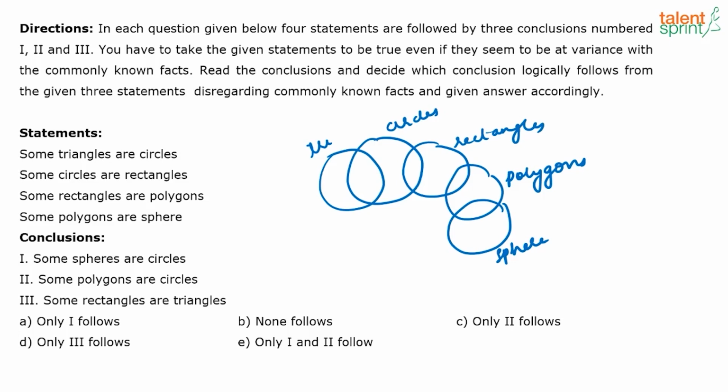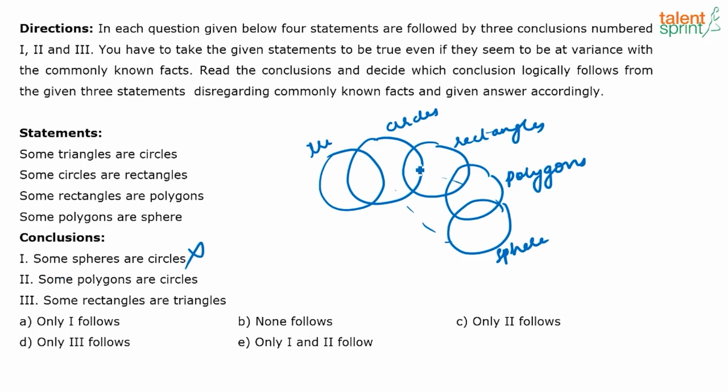What is the first conclusion? Some spheres are circles. Is there an intersection between sphere and circle? Right now in this basic diagram it's not there. It can have also, it cannot have also. We are not sure. So it is not a definite conclusion. Does not follow.